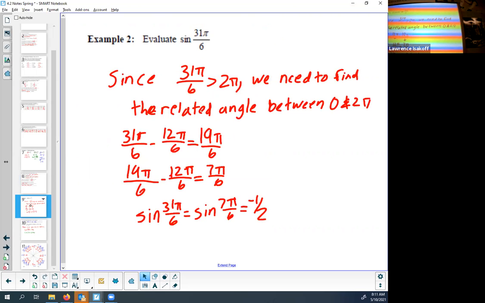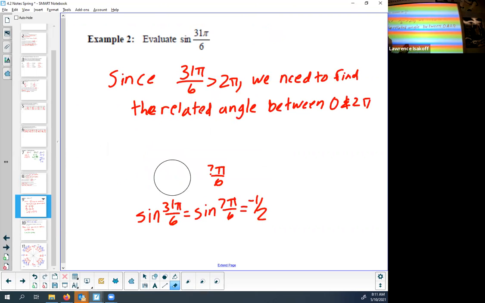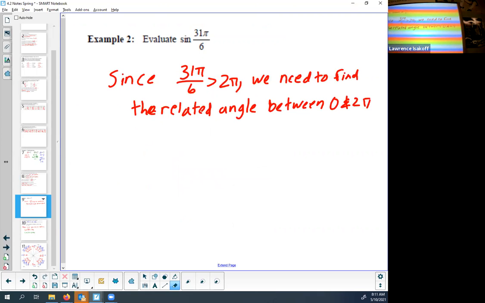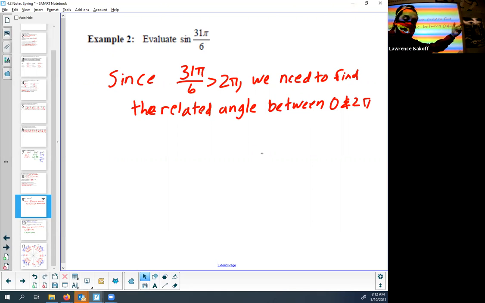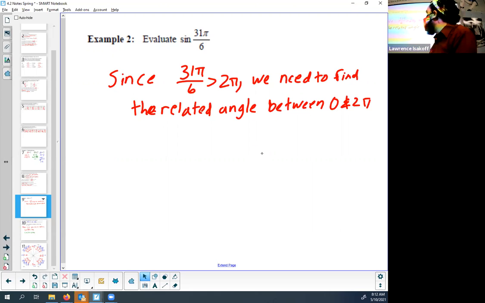Okay. I left these here too. Oh, I forgot to erase them after I did all this. Okay. So here with this, I want to evaluate the sine of 31 pi over 6. In order to do that, I need to get this between 0 and 2 pi. This is definitely bigger than 2 pi, so I'm just going to keep subtracting out 2 pi till I find the angle that is coterminal with it.